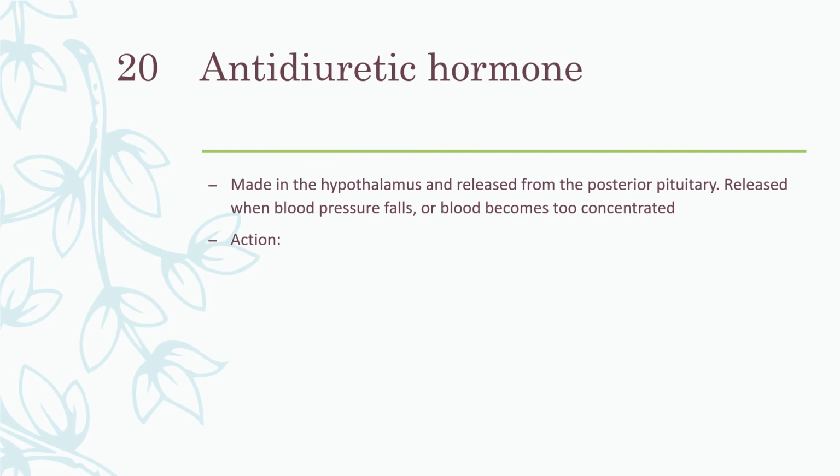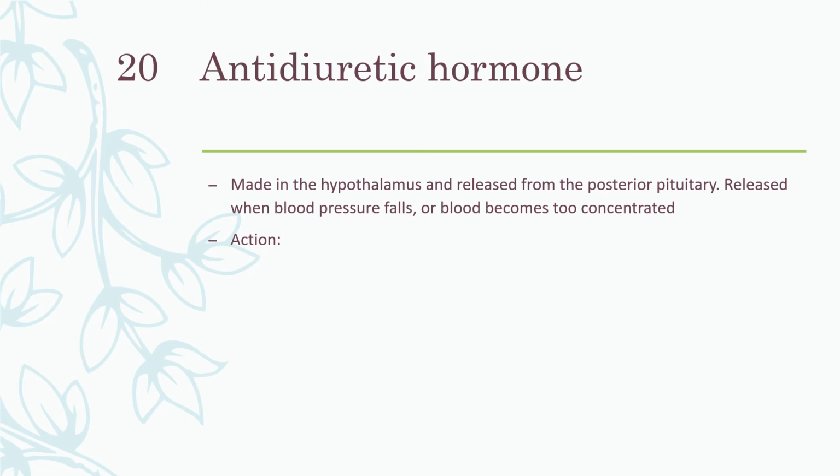Antidiuretic hormone, again, if you remember what a diuretic is, something like coffee or alcohol, it makes you pee a lot. So something that's an antidiuretic would help you to not pee a lot, okay? And that's essentially what antidiuretic hormone does. So it's made in the thalamus, it's released from the posterior pituitary, and it's released when blood pressure falls or blood becomes too concentrated. And the idea with this is it's going to help us to retain fluid, okay? So ADH and aldosterone are going to work together in order for us to achieve this process of water conservation.